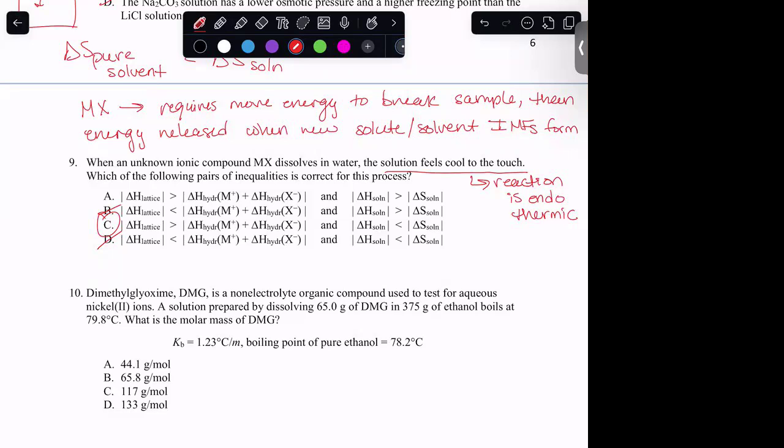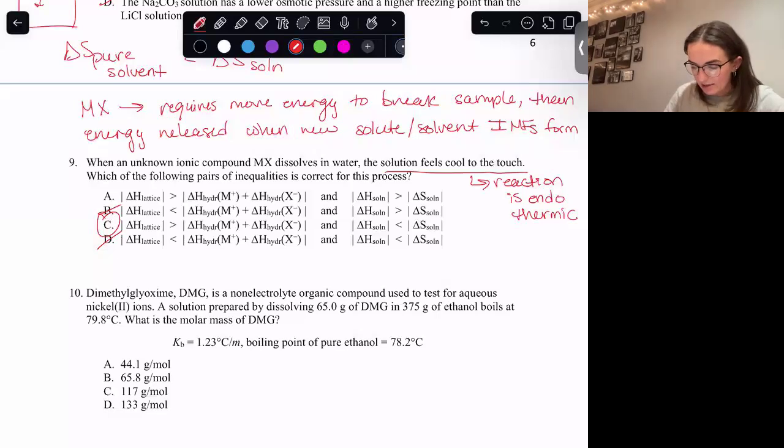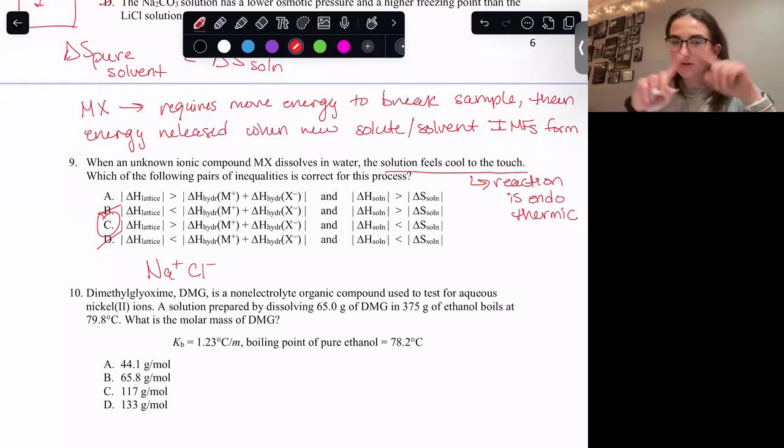Wait, for the lattice, I'm still confused on what the lattice is again. Is the lattice to break the solute? Yes. Yep. So the lattice is, if we have Na plus and Cl minus, what do we know about opposite charges? Do they attract or do they repel?